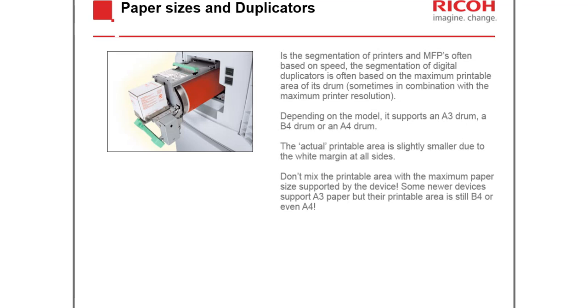Is the segmentation of printers and MFPs often based on speed? The segmentation of digital duplicators is often based on the maximum printable area of its drum. Depending on the model, it supports an A3 drum, a B4 drum, or an A4 drum. The actual printable area is slightly smaller due to the white margin at all sides. Don't mix the printable area with the maximum paper size supported by the device. Some newer devices support A3 paper but their printable area is still B4 or even A4.